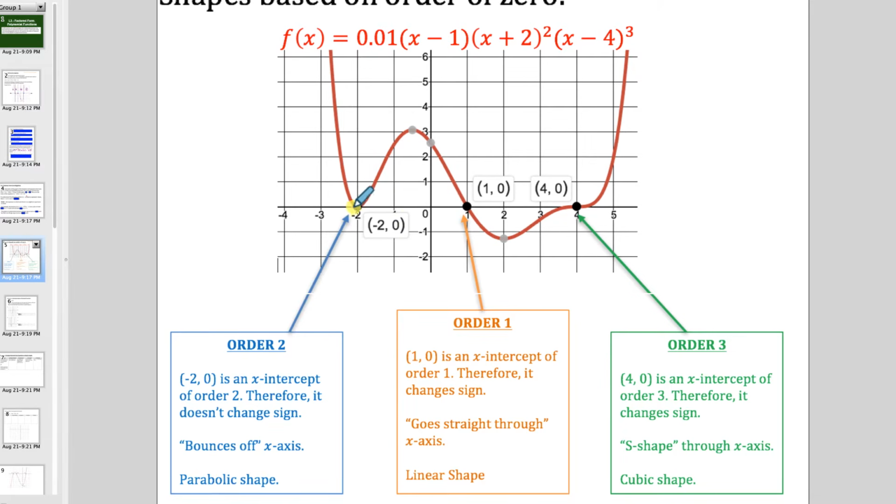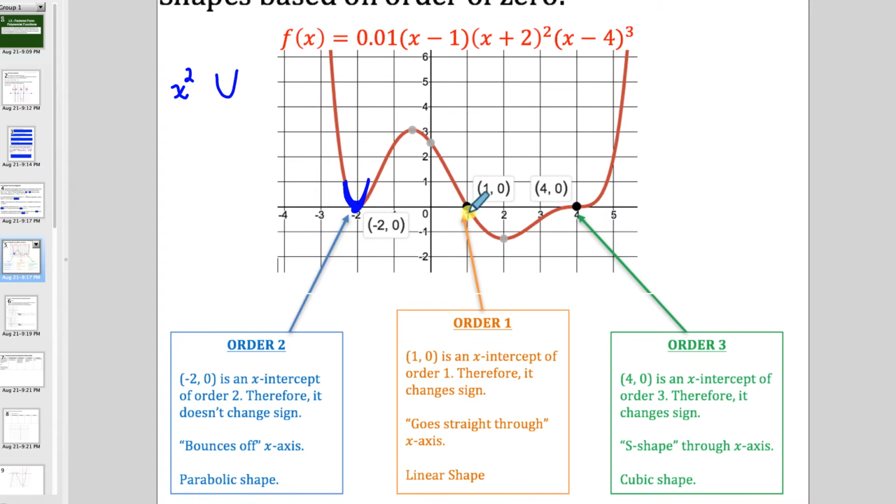So this x-intercept at -2 is order 2. I know that because that x-intercept comes from this factor, and that factor has an exponent of 2 on it. Notice the function doesn't change signs there, and notice the shape. It looks like a parabola. What does a degree 2 power function look like? What does x squared look like? It looks like a parabola.